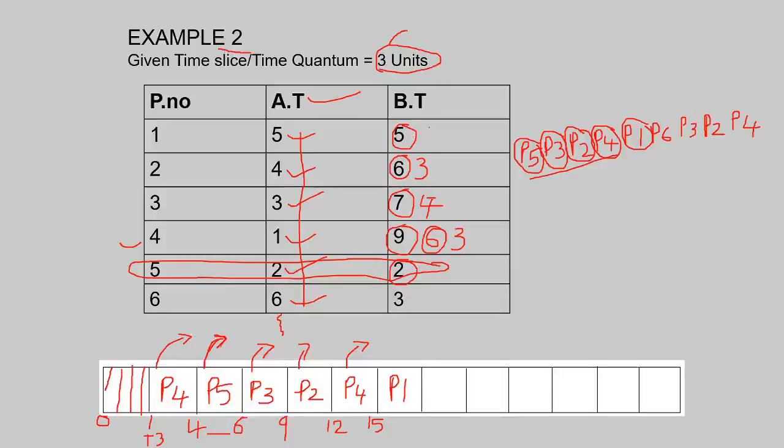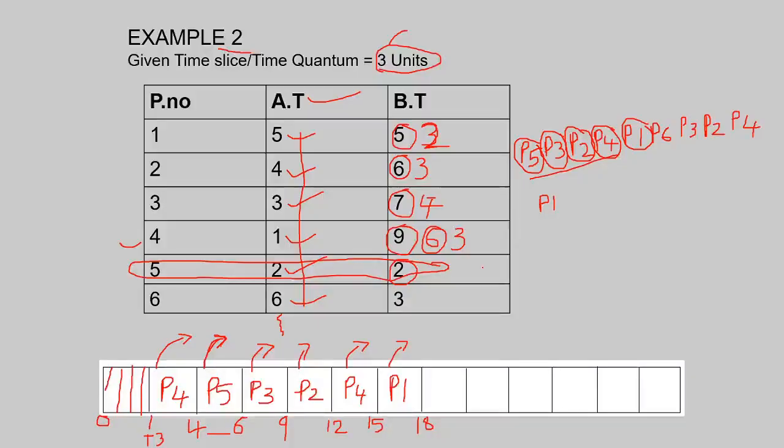So out of 5, it is going to execute now 3 units and still 2 units are going to remain here. So 15 plus 3, it is going to be 18. Now P1 has not completed its full execution, still 2 units are remaining. Put P1 into the queue now.